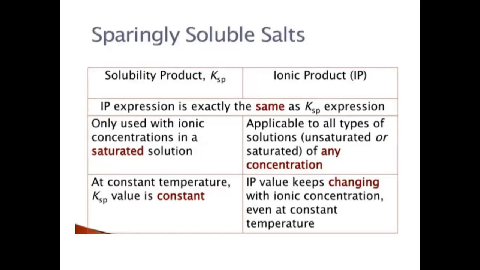solubility product is used only when we talk about ionic concentration in a saturated solution. If I'm talking about the saturated solution, it means I'm talking about a solubility product. And if there is a solution of any concentration, whether it is unsaturated or saturated, that is called ionic product. We are talking about the ionic product of that salt. And at constant temperature, Ksp value is constant and ionic product value keeps on changing with the ionic concentration even at constant temperature.